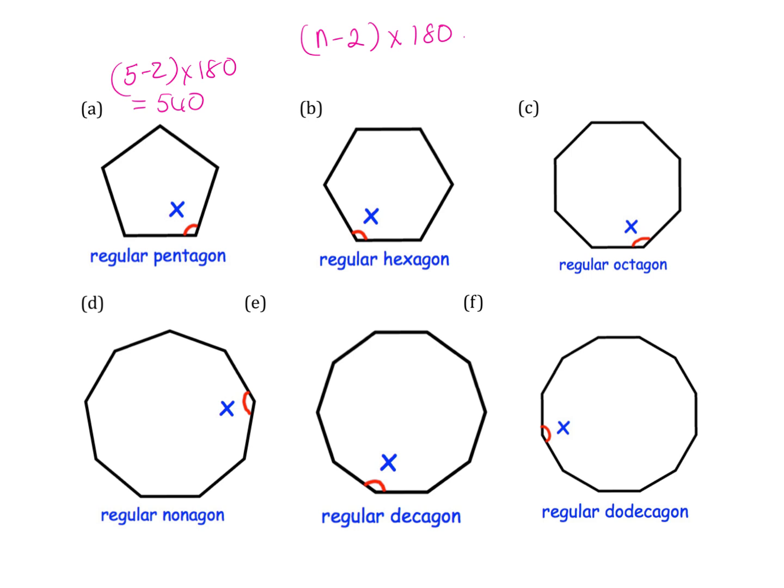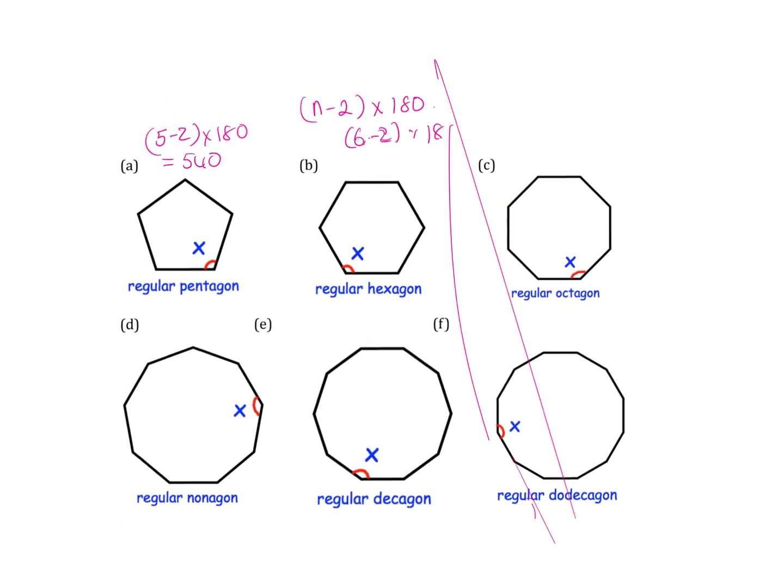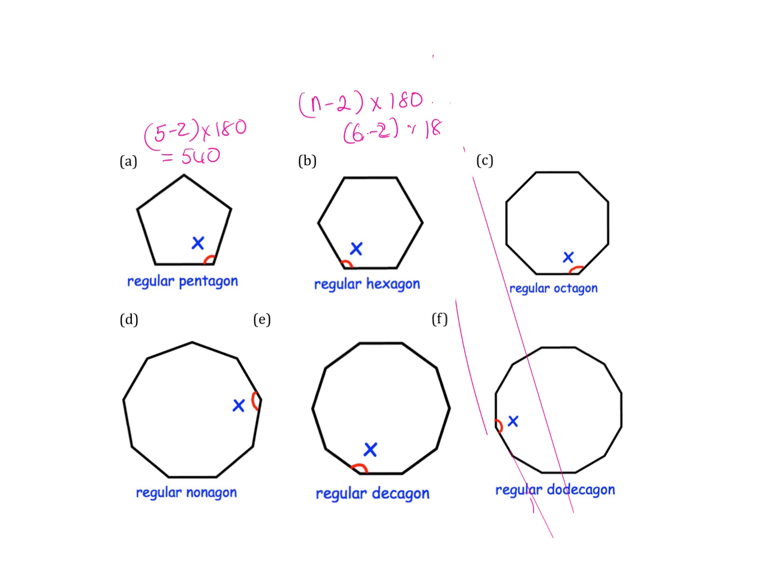Right, B. Give me my equation. 6 take away 2. Yep. And then 4 times 180 is 720. Good. Okay, by 180 gives me, what was it? 720. Next one, C. Take away 2 gives 6, and then 6 times 180 is 1080. Good. D. 9 take away 2 is 7, and 7 times 180 is 1260.